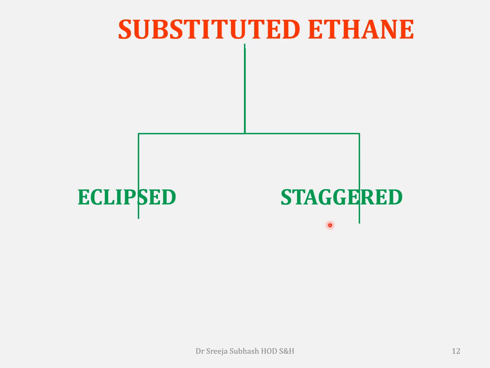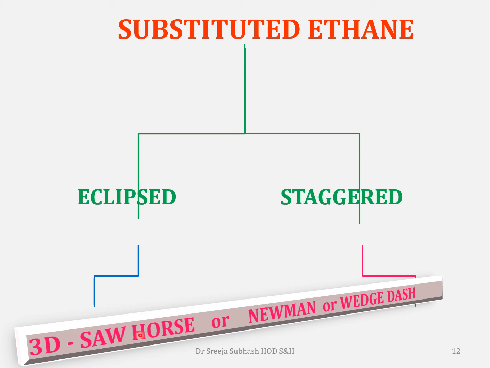Well, both these arrangements can be represented through 3D representations using any of these three methods. One is called the Sawhorse method, the next one the Newman method, or the Wedge dash method.